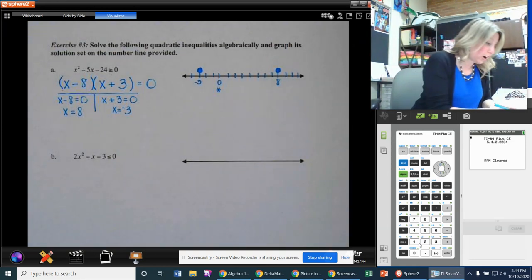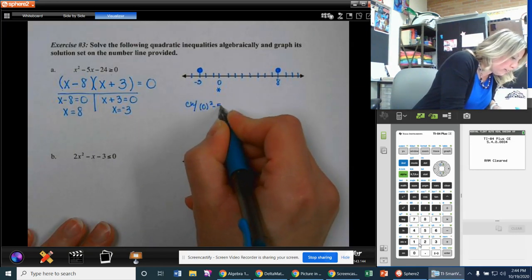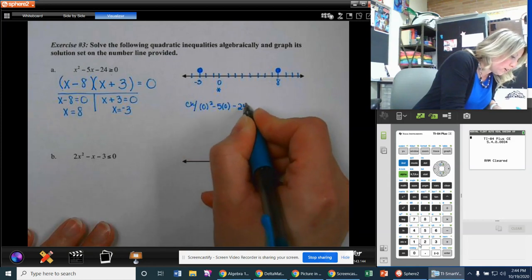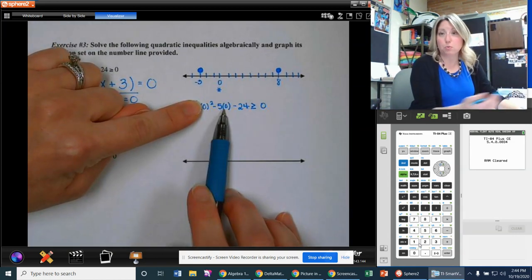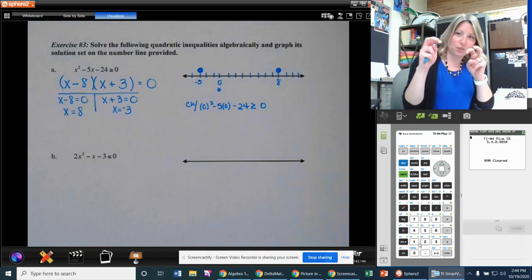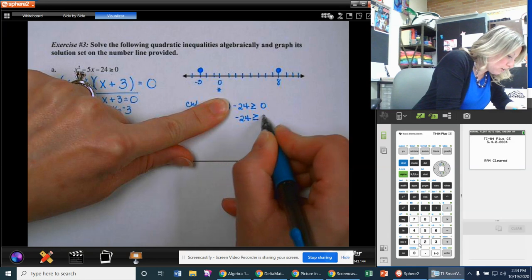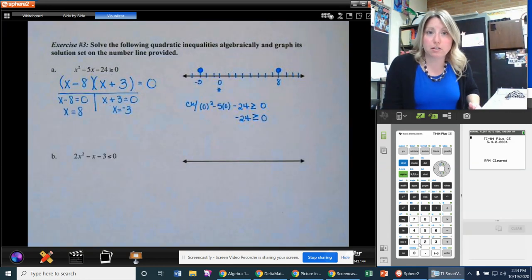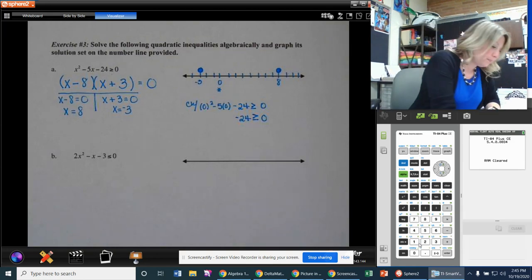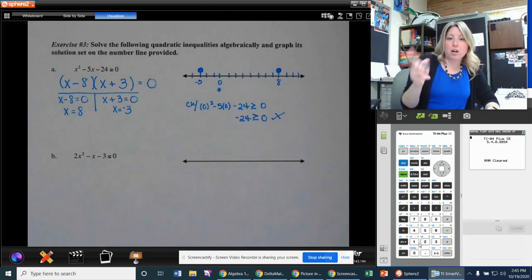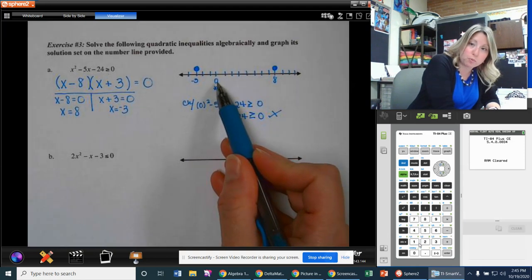Let's do 0 as our checkpoint. So let's plug that into the original inequality. So 0 squared minus 5 times 0 minus 24. We want to be greater than or equal to 0. And because these both zero out, this is why I pick 0 as my plug-in, right? Those zero out. And we end up with -24 is greater than or equal to 0. Is that a true statement? Is -24 greater than or equal to 0? No. So because -24 is not greater than or equal to 0, you cannot cover your checkpoint with your line.